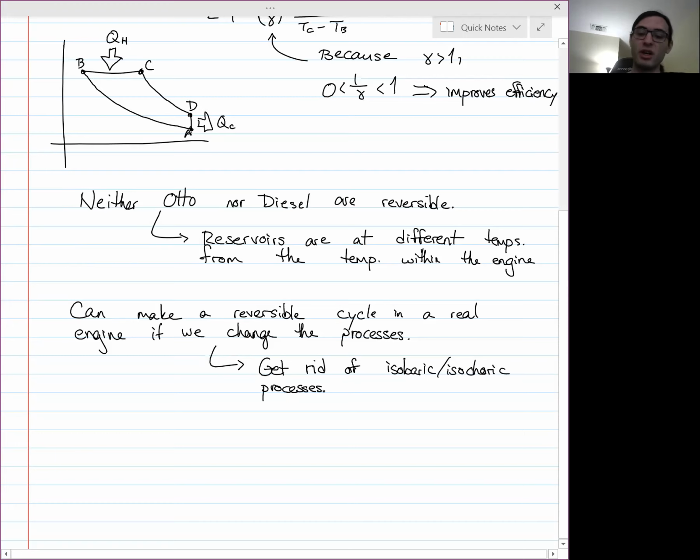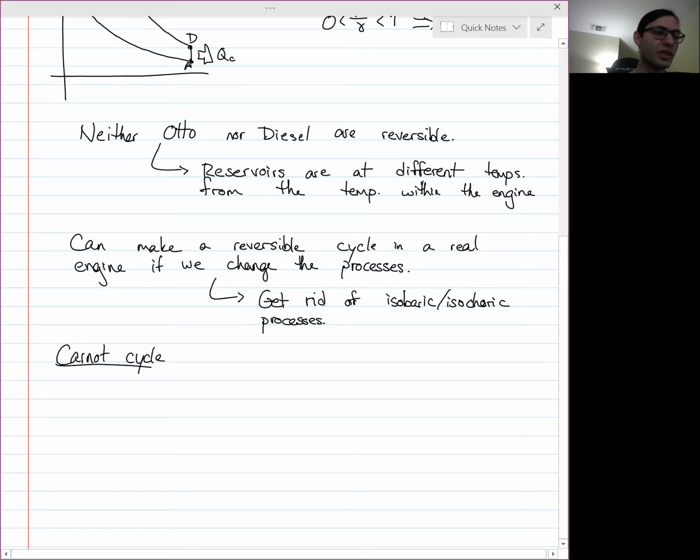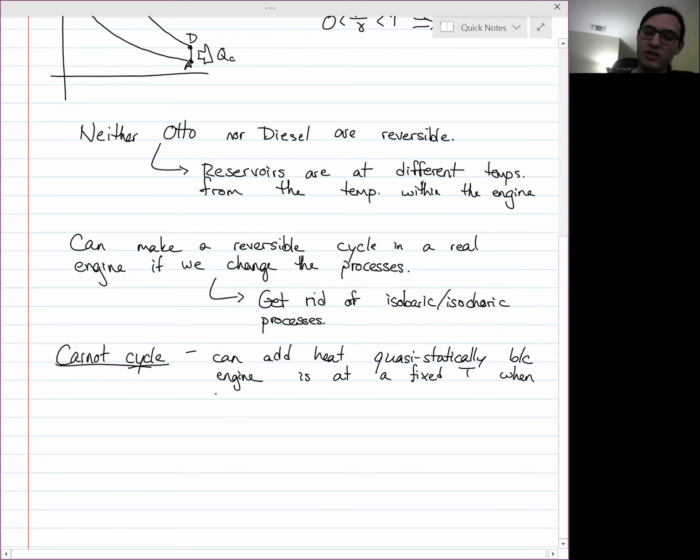So in this case, we can come up with something called the Carnot cycle, named after presumably a French guy, because usually you pronounce the T at the end of a word, unless they're French. And so what the Carnot cycle lets us do is it allows us to add heat quasi-statically, which allows us to make it reversible. The reason we're able to do this is because the engine is at a fixed temperature when we need to add the heat.